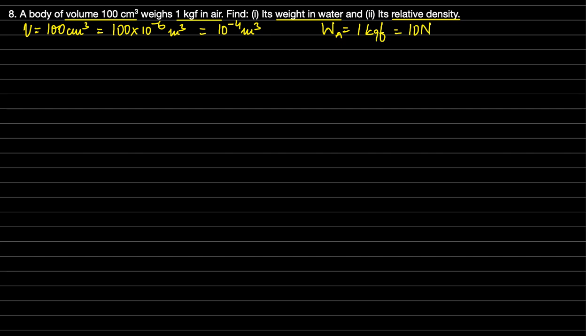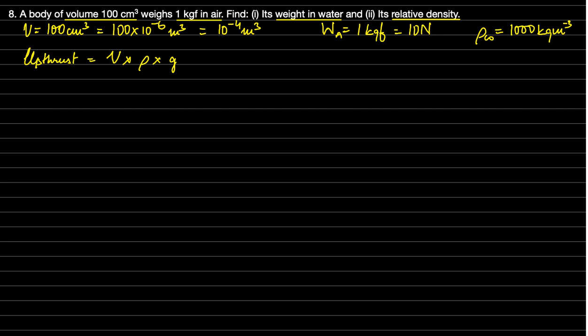So we know the volume, we know the weight in air. Now we would be using the upthrust formula to find upthrust. So I would be writing upthrust is equal to V into rho into acceleration due to gravity. Rho for the case of water, it's given here water. So rho of water is 1000 kg per meter cube.